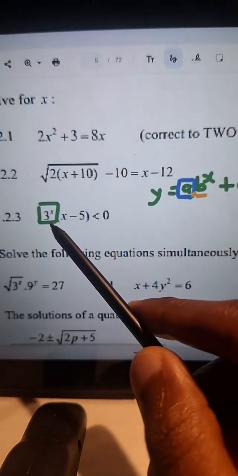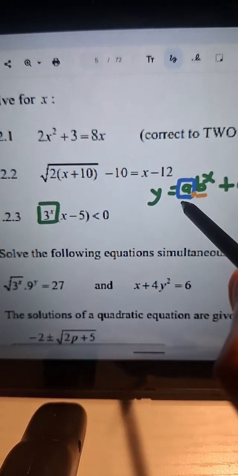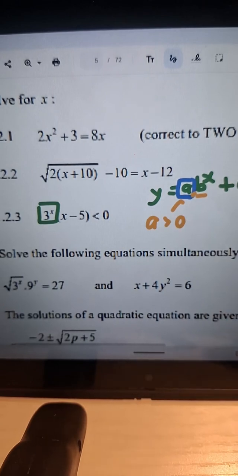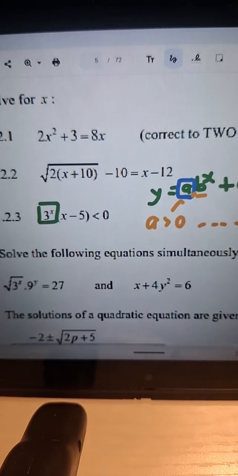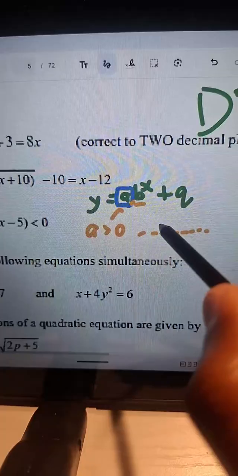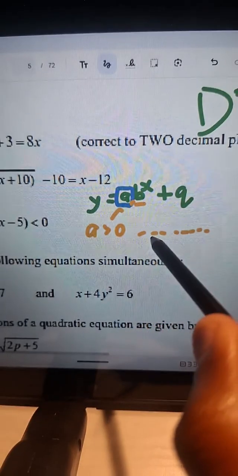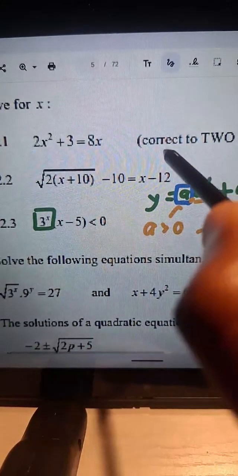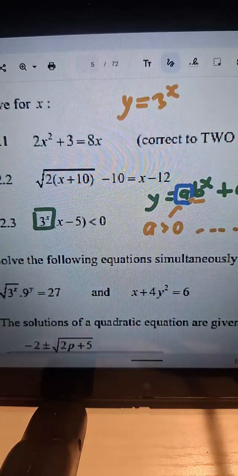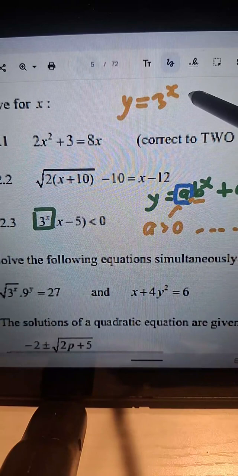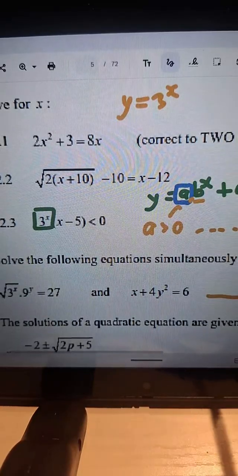So it is b. Then next to 3, because this one is positive, it means there's a positive 1. So the thing is with a, as long as a is greater than 0, as long as a is positive, your exponential function is always going to be found above the asymptote. Now, since this is 3 to the power x, guys, y is equal to 3 to the power x is typically a function where a is 1, meaning it's found above the asymptote. There's no q value here, meaning the asymptote is 0. This function is going to be found above the x-axis.